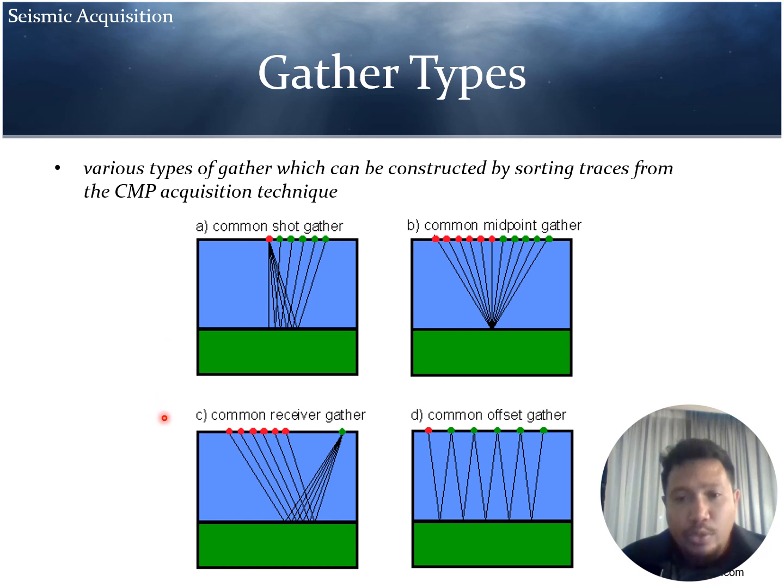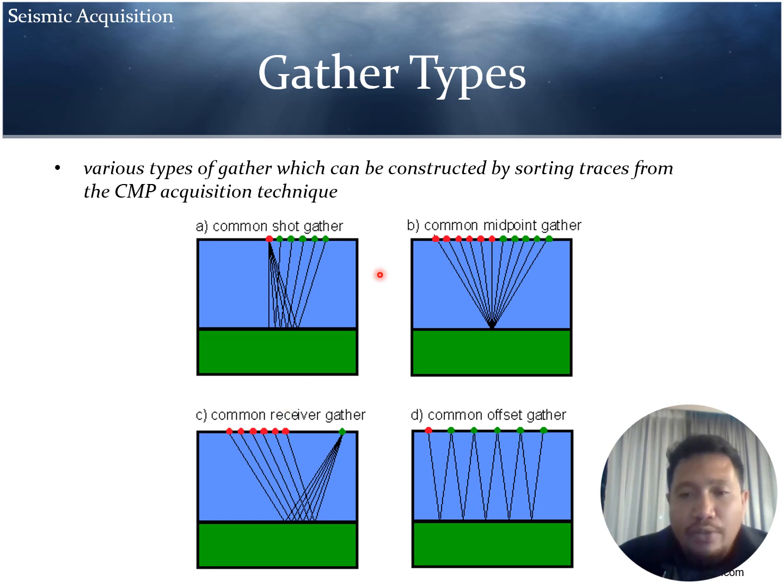Vice versa, we have common receiver gather. So this is the other way around. With a single shot, we have multiple receivers. For common receiver gather, from multiple shots we only have a single receiver, meaning that this single receiver will receive the signal from a series of sources. If you remember the acquisition, we have multiple acquisitions. We just need to sort it out.